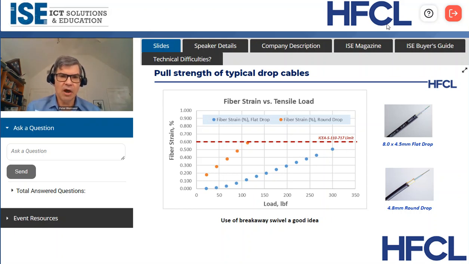If you're using a winch pull, a breakaway swivel that breaks if you exceed the rated load is a pretty good idea. If you're pulling by hand, you don't need to use a breakaway swivel because even if you've got the biggest bodybuilder, weightlifter guys pulling the cable, they're not going to be able to pull it hard enough by hand to threaten the mechanical integrity of the cable or the fiber.